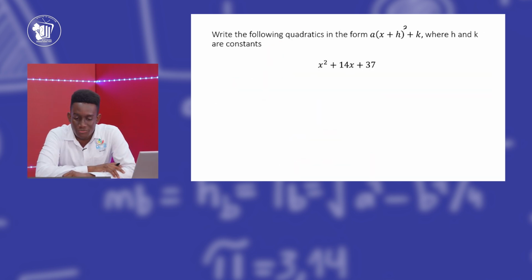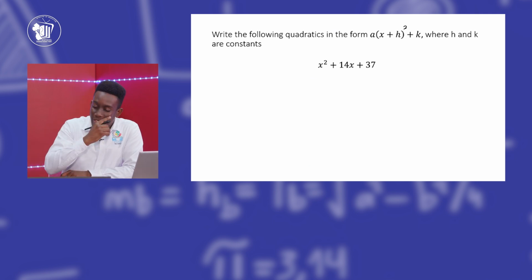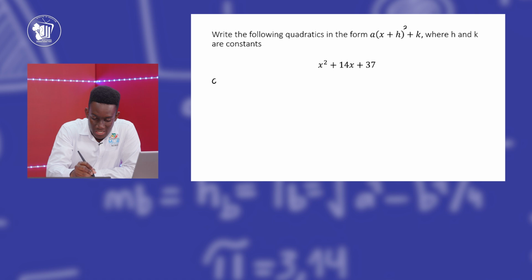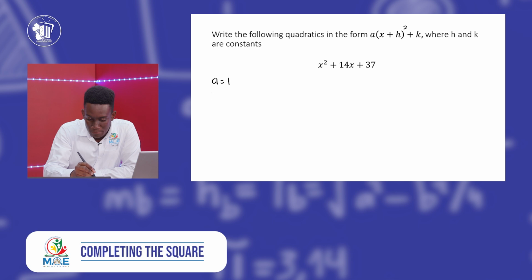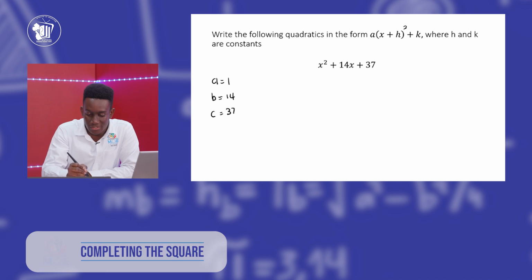So this example says, write the following quadratics in the form a, open bracket, x plus h, squared, plus k, where h and k are constants. So once again, we identify our values for a, b, and c. In this case, we see a will be equal to 1, b is equal to 14, and c is equal to 37.